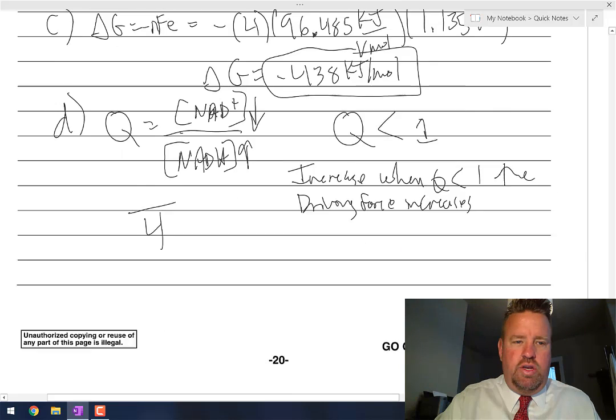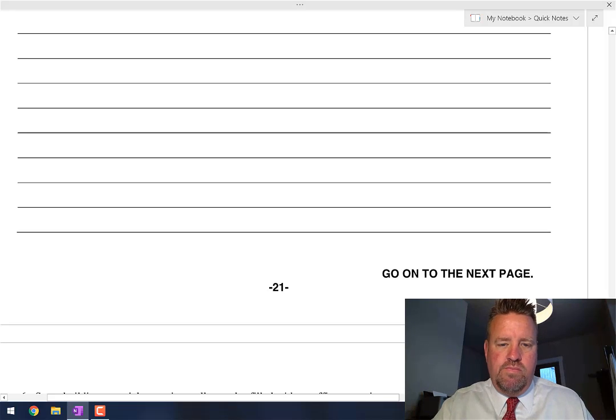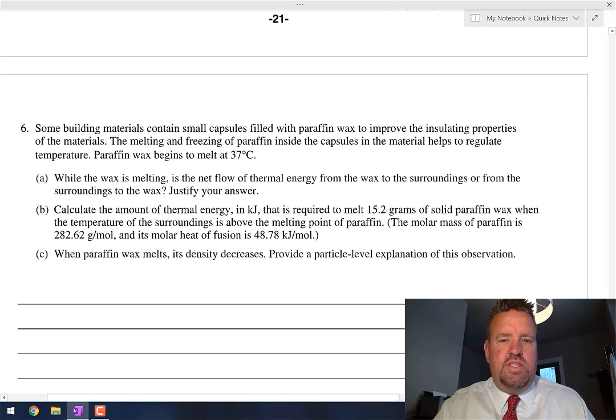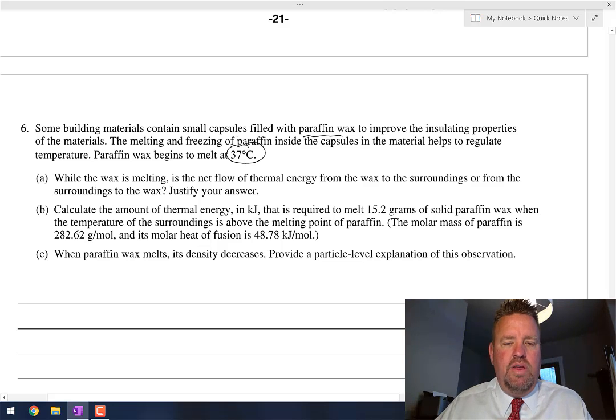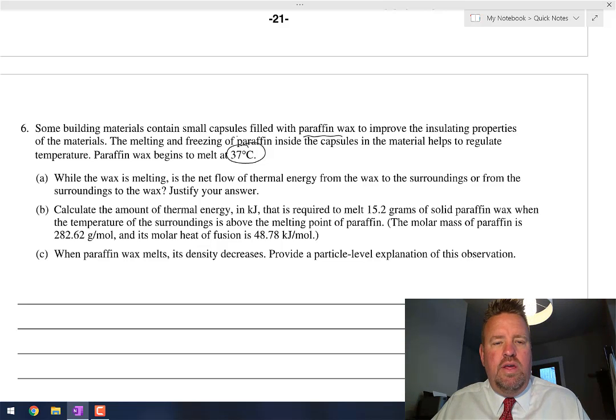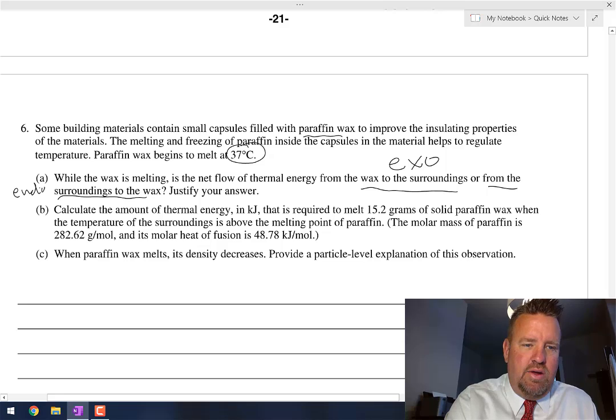Okay, question number 6. So this is about some paraffin wax that's melting and freezing. It begins to melt at 37 degrees Celsius, so it has a melting point of 37 degrees Celsius. And it says, while the wax is melting, is the net flow of thermal energy from the wax to the surroundings, so that it represents an exothermic process, or from the surroundings to the wax, that is an endothermic process?